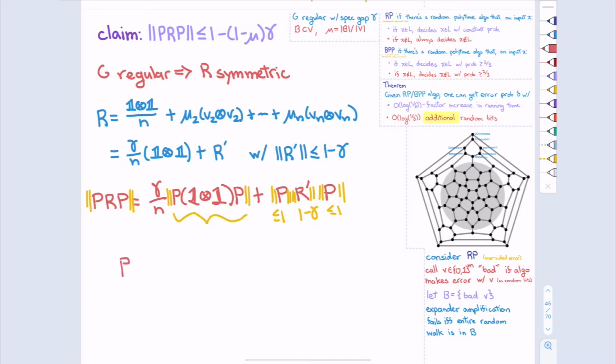Okay, so now let's look at P, ones outer product ones, P. This is actually the same as applying P to each ones vector, in part because P is symmetric. So it's really an outer product of just one vector with itself. This is really just a ones vector for vertices in B, and 0 everywhere else. So what would the maximum eigenvalue eigenvector look like for this? It's just a rank 1 term, and keep in mind this is the same as P ones transpose.